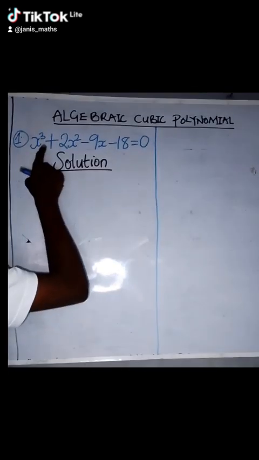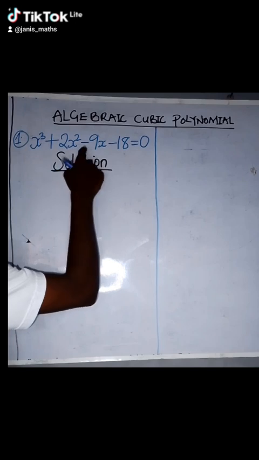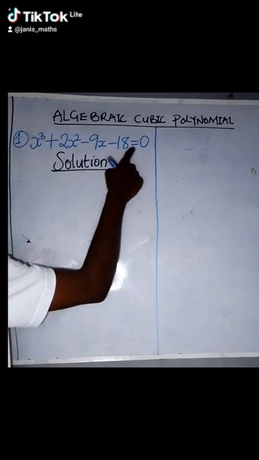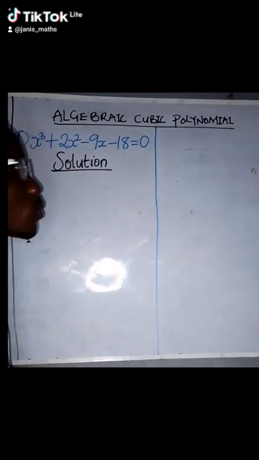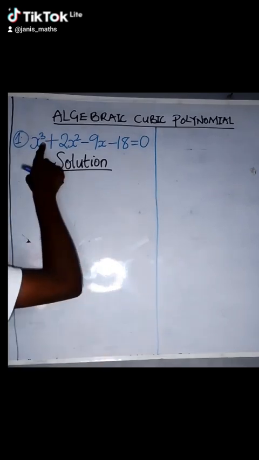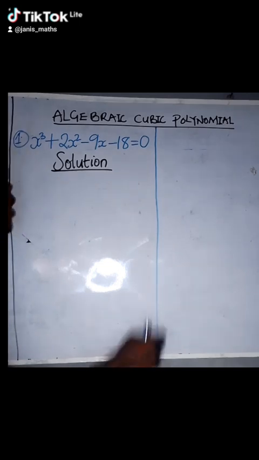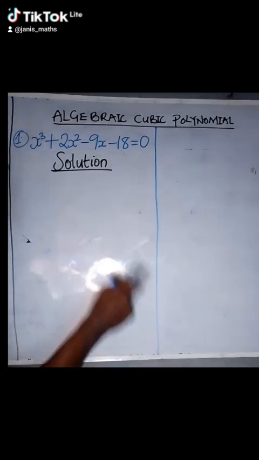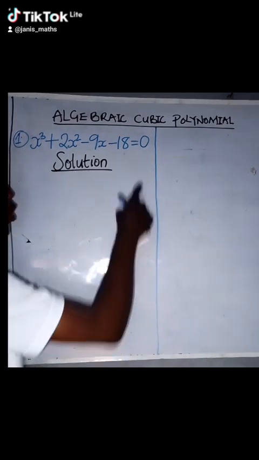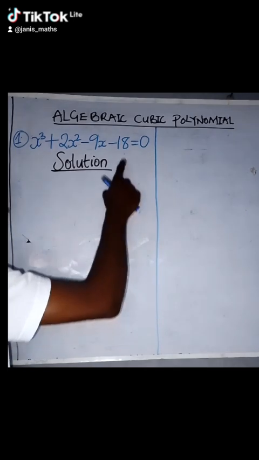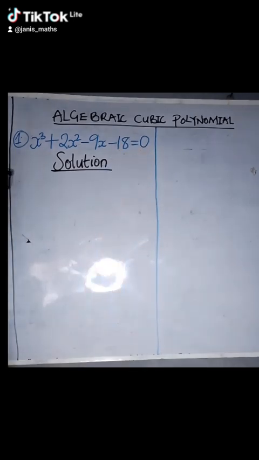First one, the question says x cubed plus 2x squared minus 9x minus 18 equal to 0. Why is this a cubic polynomial? Because of the presence of x cubed, x raised to power 3. That is what makes it a cubic polynomial. And why is it algebra? It has letters, numbers, and also the signs, plus and minus. And why is this an equation? Because of the equal to sign here. And also a constant, which is 18 and 0.